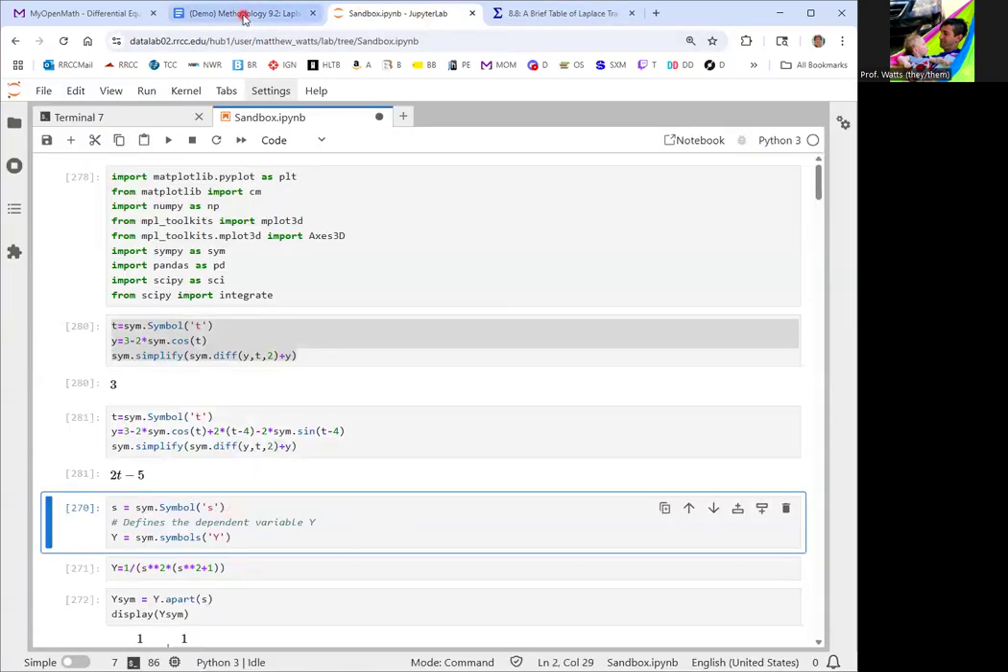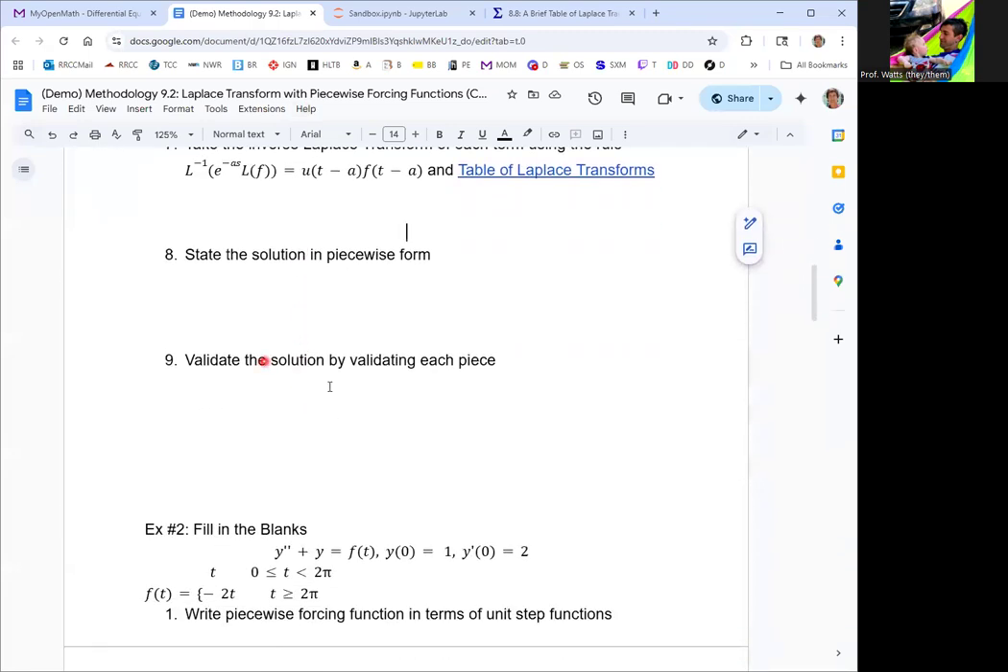So that validates the solution, which is step 9, and we are done.